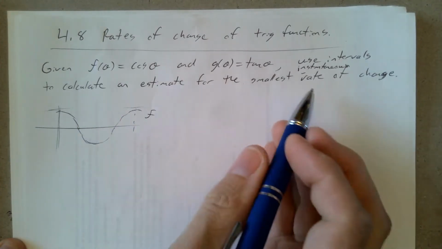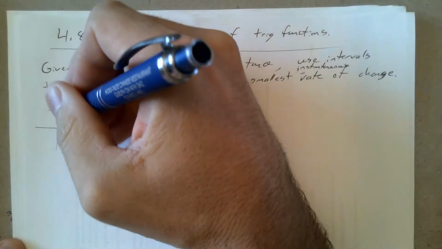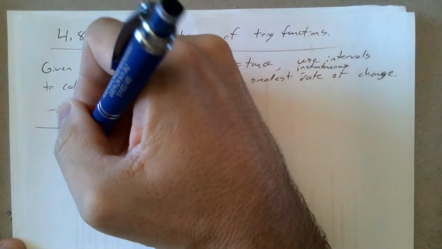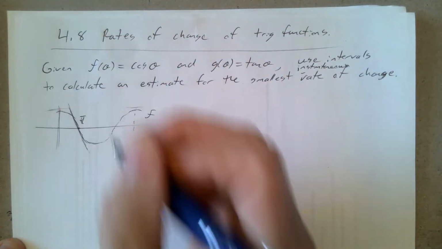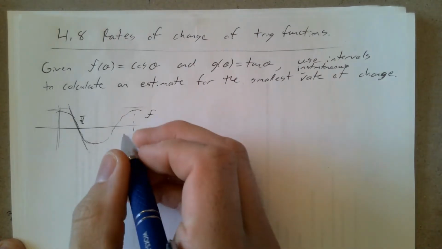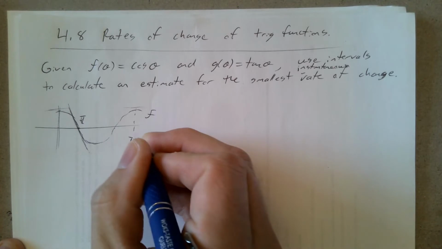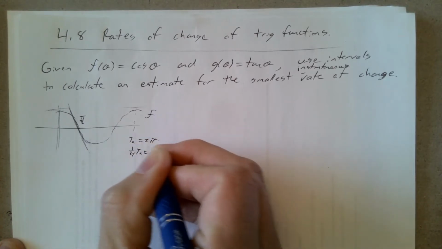Now, we want to figure out when the rates of change are smaller than 0. So it looks like on the cosine curve, it's going to happen at pi by 2. So I'm going to try to calculate an estimate for the instantaneous rate of change at pi by 2. That's pi by 2, by the way, because my full period is 2 pi, and that means that my quarter period is going to be pi by 2.